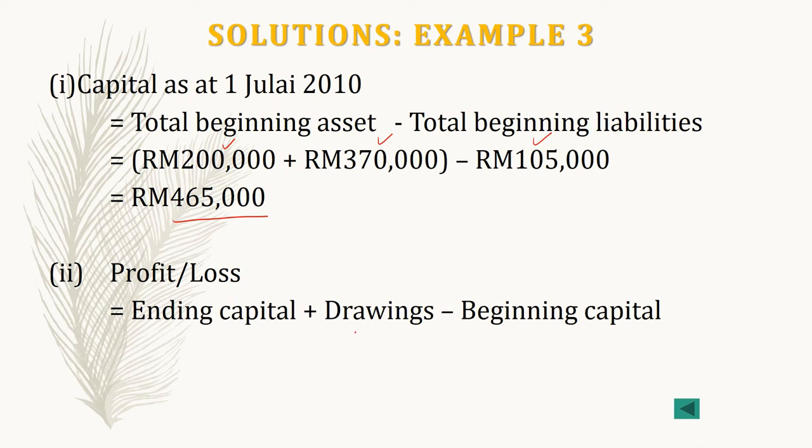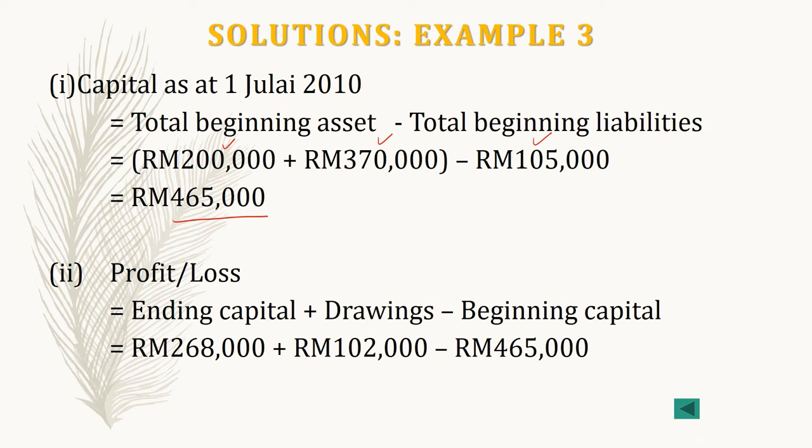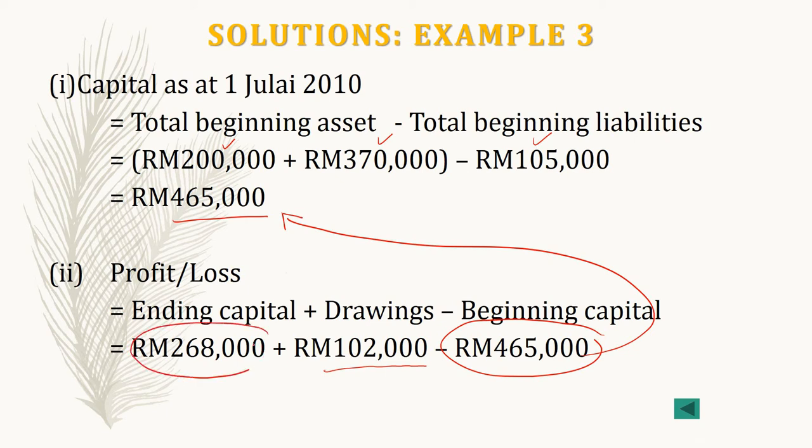So the profit or loss in this business will be your ending capital plus drawings minus beginning capital. So your ending capital is 268,000 ringgit plus your drawings 102,000 ringgit minus the beginning capital you calculated earlier. This ending capital is actually a calculation made using all the ending amounts that you got from the question earlier. So we get a loss of 97,000 ringgit.